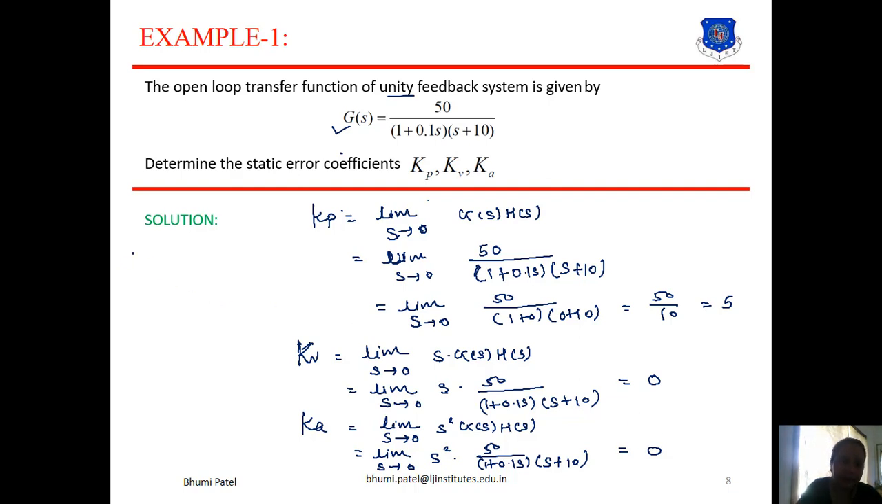So we get the values of the error coefficients: Kp is equal to 5, Kv is equal to 0, and Ka is equal to 0. So this is the final answer of this example.